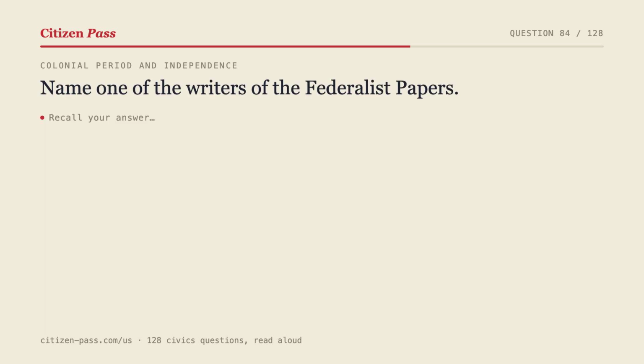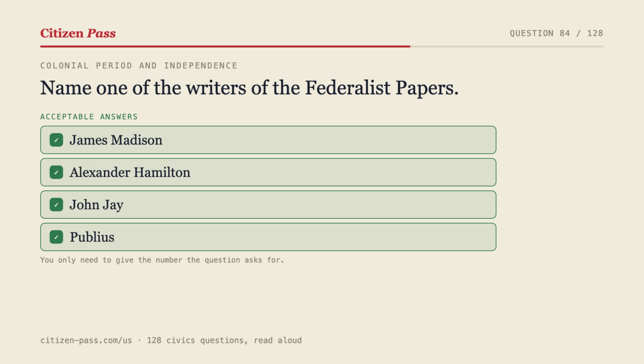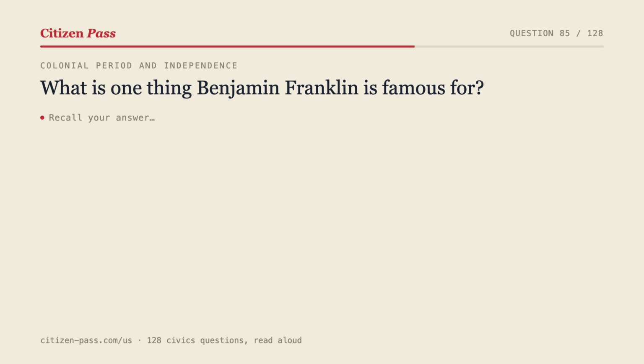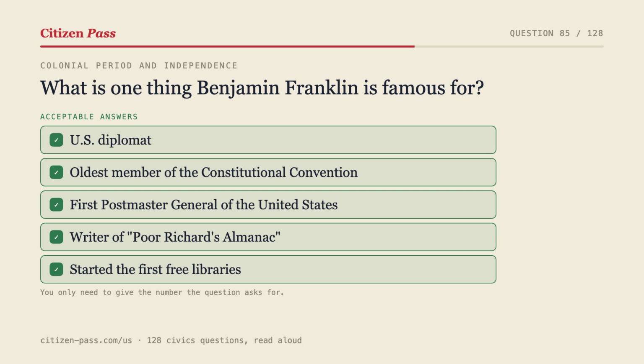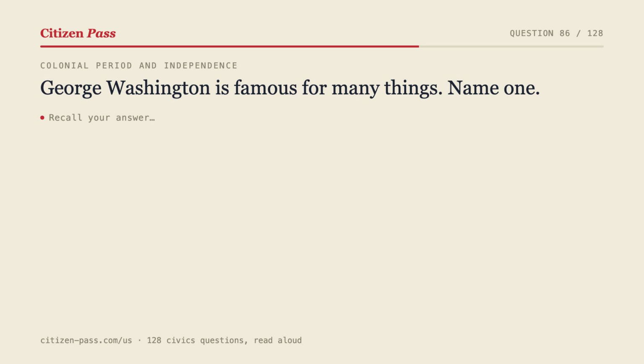Name one of the writers of the Federalist Papers. Acceptable answers include James Madison, Alexander Hamilton, John Jay, or Publius. What is one thing Benjamin Franklin is famous for? Acceptable answers include U.S. diplomat, oldest member of the Constitutional Convention, first Postmaster General of the United States, writer of Poor Richard's Almanac, or started the first free libraries. George Washington is famous for many things. Name one.